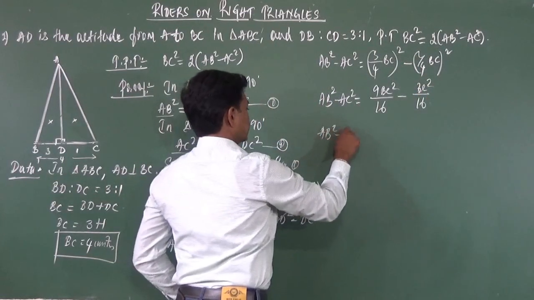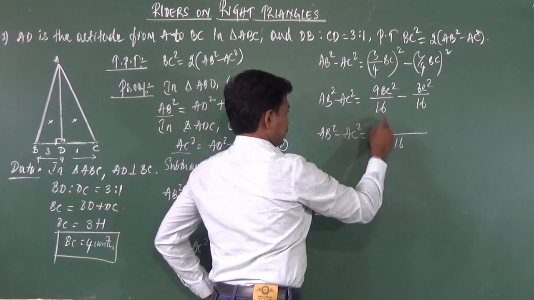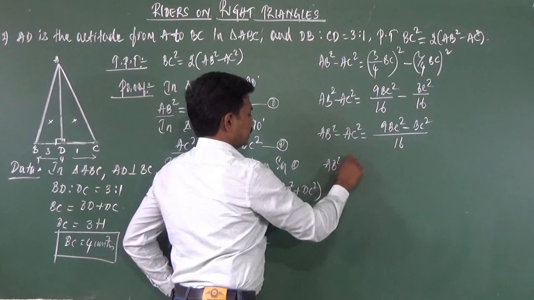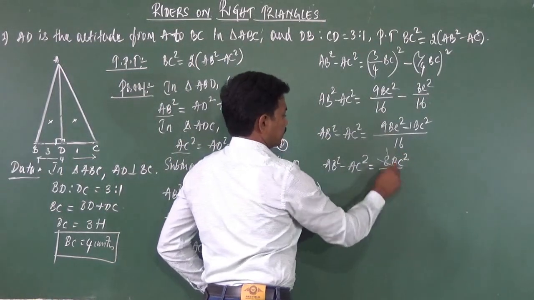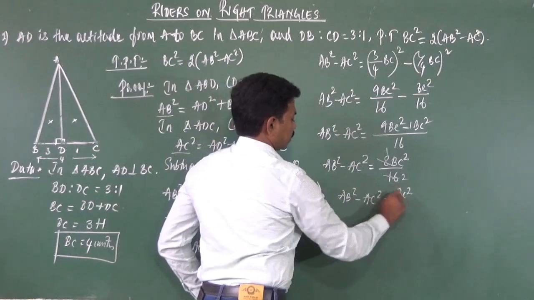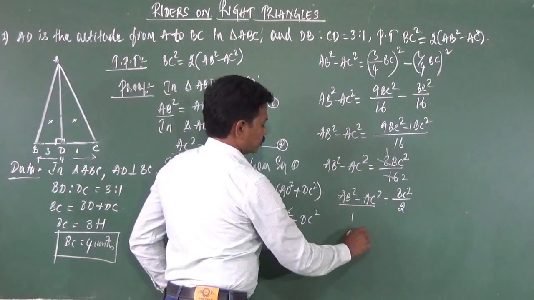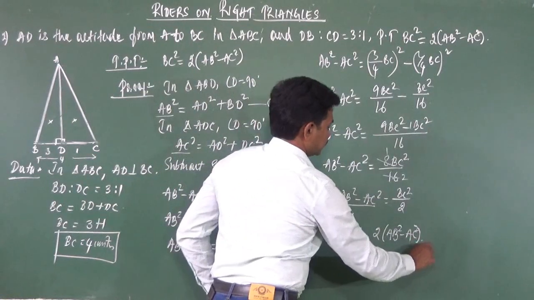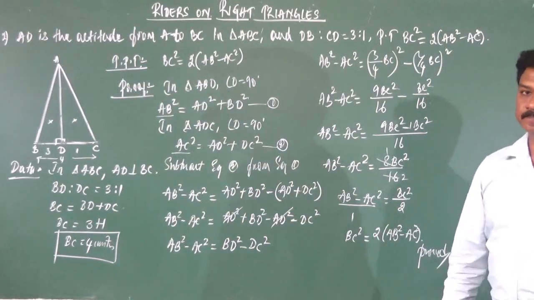So AB square minus AC square is equal to, when you take LCM for 16 and 16, it is 16. So 9 BC square minus BC square is 8 BC square by 16. So 8 1 times, 8 2 times is 16. So AB square minus AC square is equal to BC square by 2. So we can go with cross multiplication. So BC square into 1 is BC square is equal to 2 into AB square minus AC square. So hence it is true. So it's a very simple and very important 2 mark rider on Pythagoras theorem. Very important.